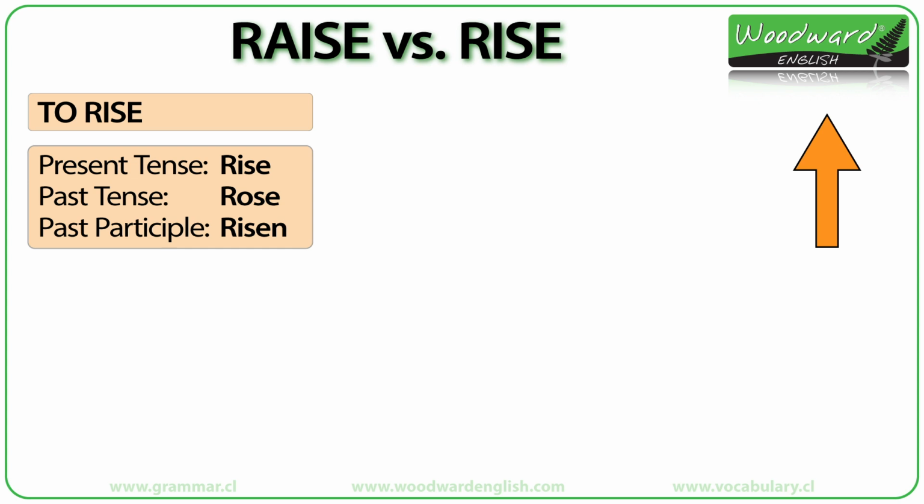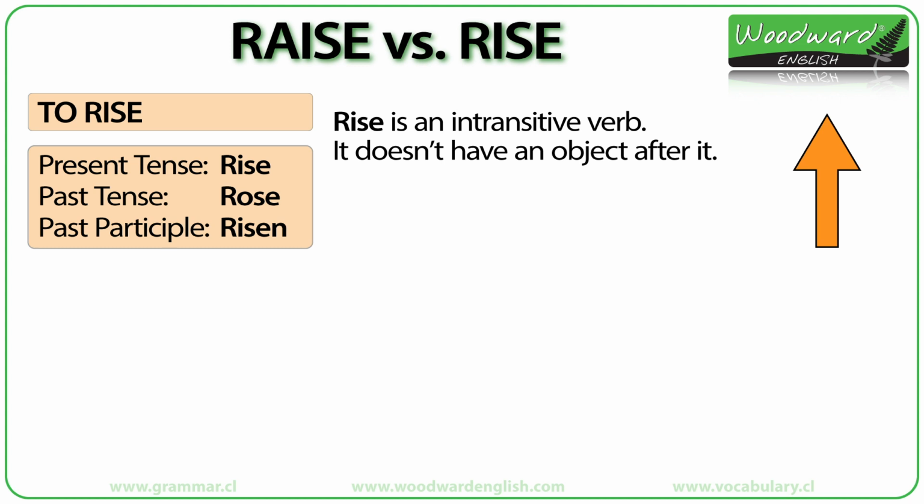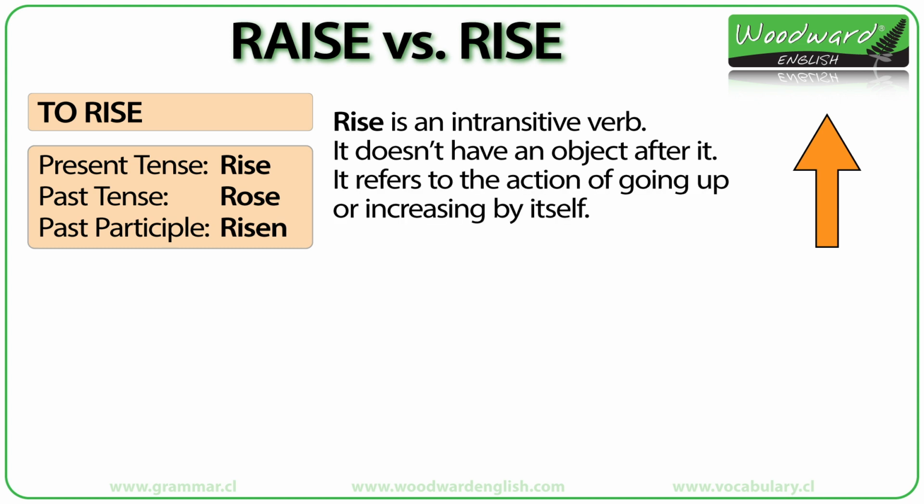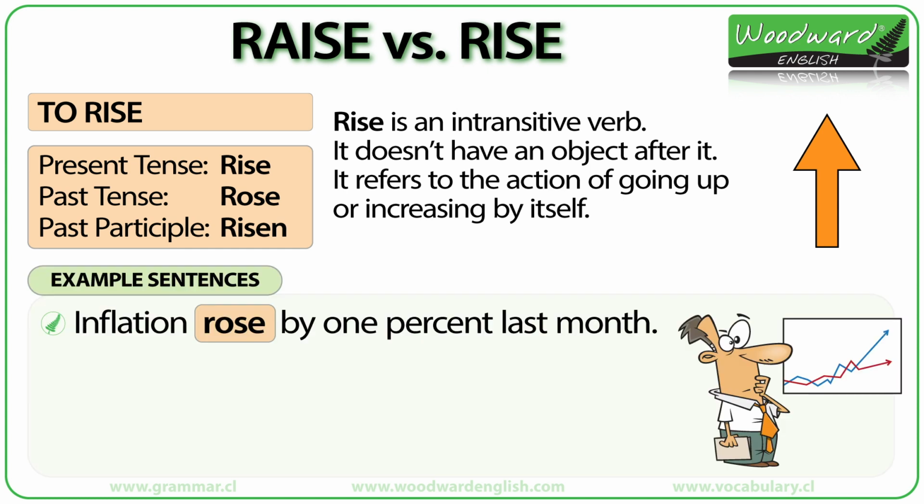Rise is an irregular verb, so the present tense is rise. The past tense is rose, and the past participle is risen. Rise is an intransitive verb, which means it doesn't have an object after it. It refers to the action of going up or increasing by itself. Our example sentences.